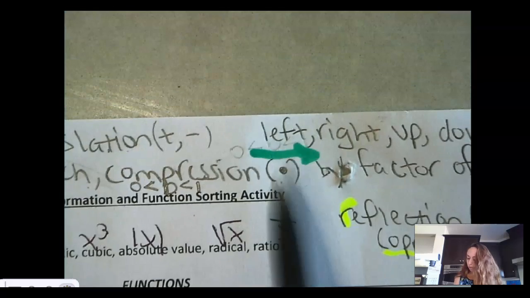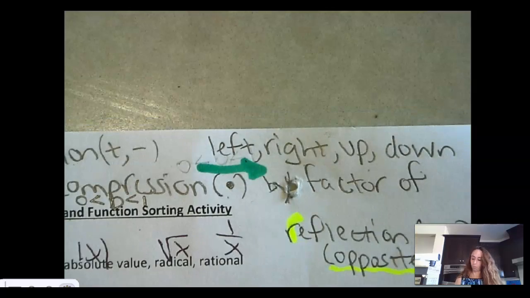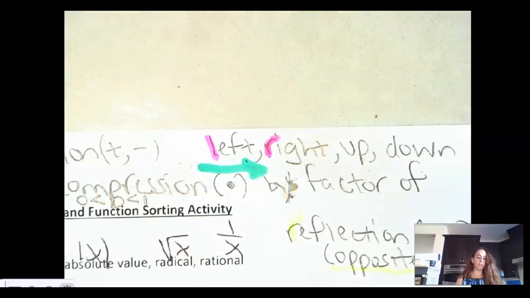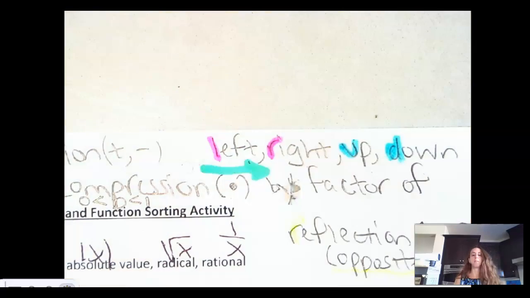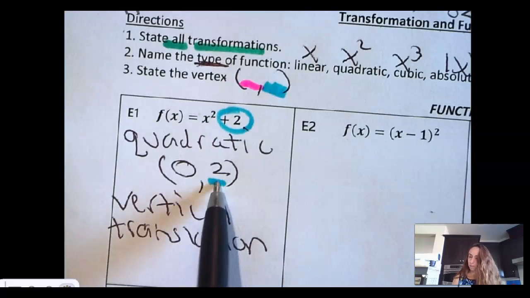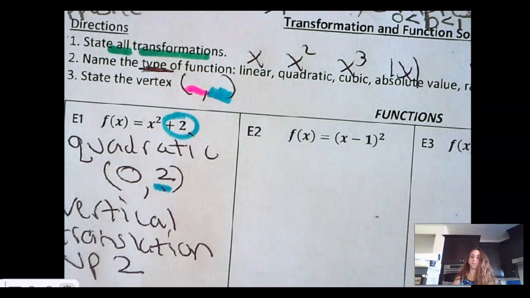Okay? And then I've got to figure out how many. I've got to either figure out that it's going left, right, up, or down. So let me point out, I should probably highlight that. If it's left or right, that means it was horizontal. If it's up or down, that means it's vertical. So I know it was blue, so it's vertical. It's a straight shooter, so it's going to be up two.